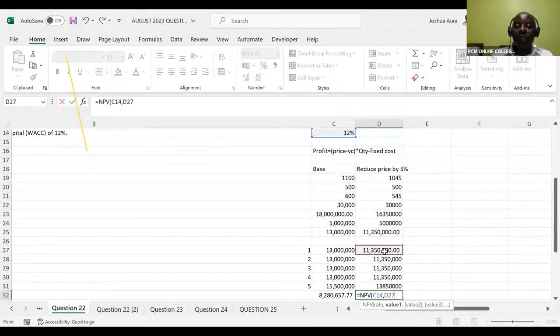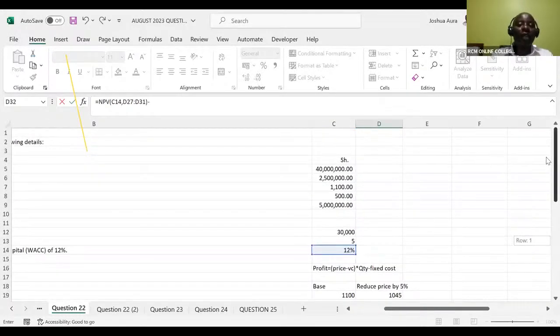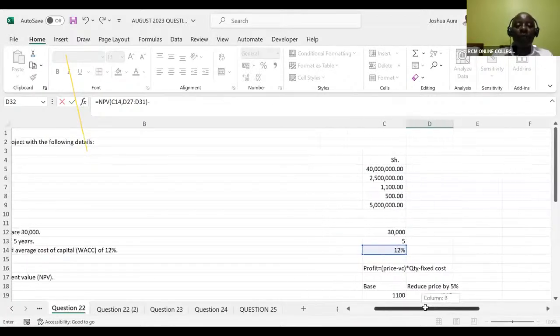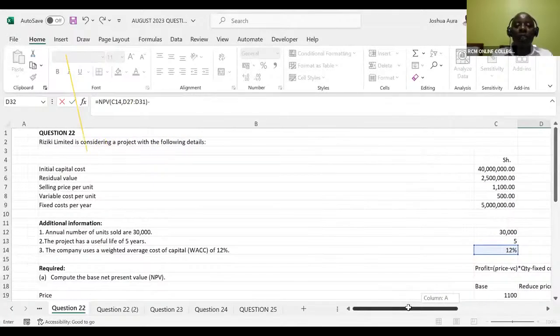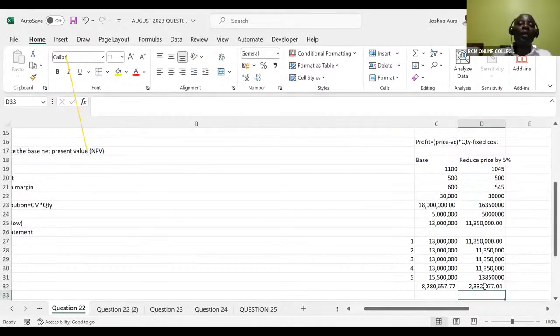These are the values. So I'll come and pick them. And of course, after you've picked all the values, you say close bracket, and then you say minus what here, somebody? Minus the initial outlay. And the initial cost has been given. The initial cost, if I remember very well, was this 40 million, like that. So you are able to get your net present value if we reduce the price by 5%.